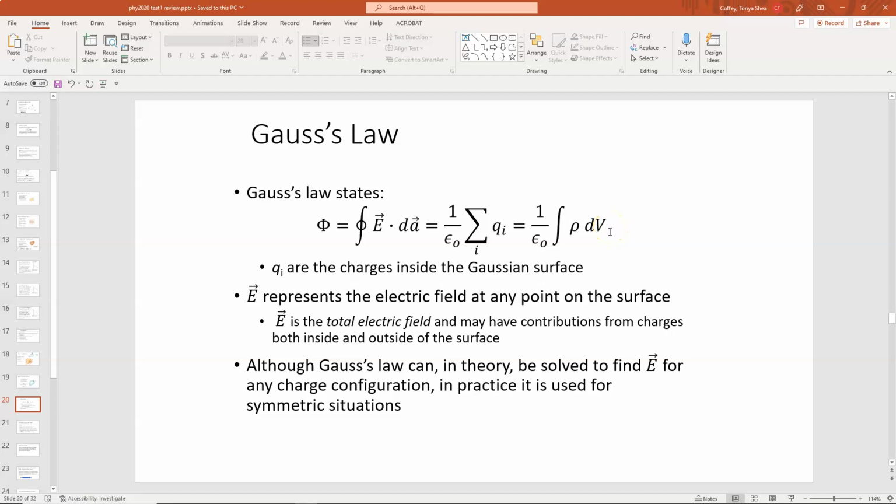It's true that Gauss's law can be used to solve for any electric field for any charge configuration. But in practice, it's used as a shortcut, okay? If you're going to do a hard integral, in other words, something really tough, you may as well just go ahead and do the direct integration of k dq over r squared anyway. But if you have a highly symmetric situation, then Gauss's law can get you out of doing some nasty integrals, and it's nice. So it's used for highly symmetric situations mostly.